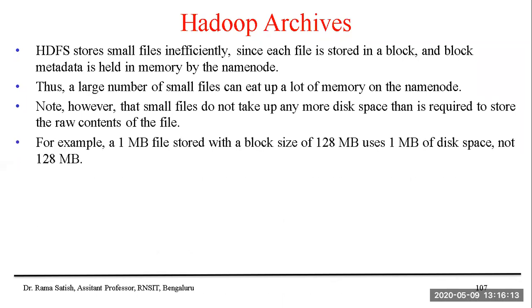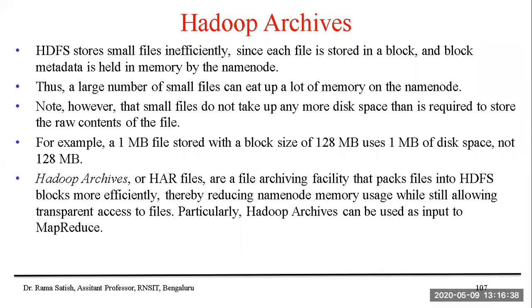That is a concept here. For example, a 1 MB file stored with a block size of 128 MB uses 1 MB of data, not 128 MB. So 127 MB is left in the block as it is, getting wasted. So that is the problem. So the solution is, we'll use Hadoop archives. It means we compress all this data. Hadoop archives are HAR.